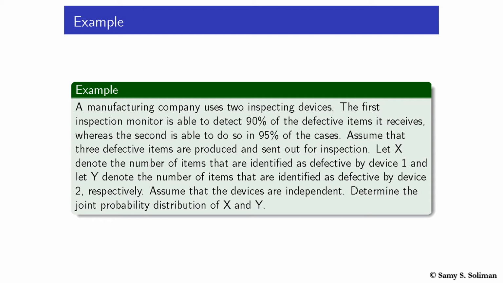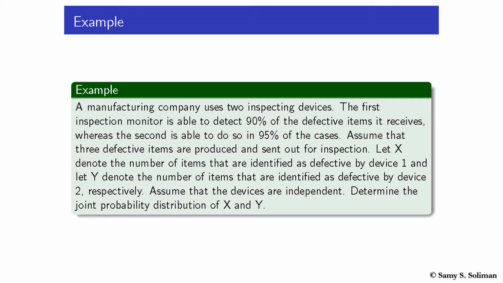Let's define random variable x, which denotes the number of items that are identified as defective by device 1. So device 1 is used to detect or examine the 3 defective devices, and whether it succeeds in detecting the defect or not determines the number of items that are considered defective out of the 3 defective items. So that number is denoted by x, and y denotes the number of items that are identified as defective by device 2. Assume that the devices are independent.